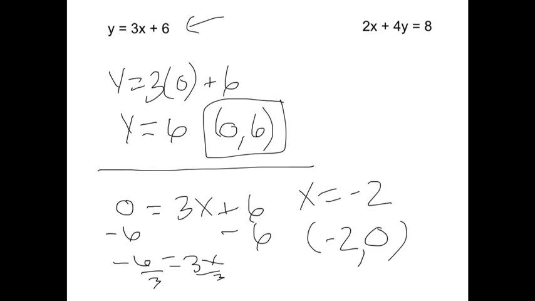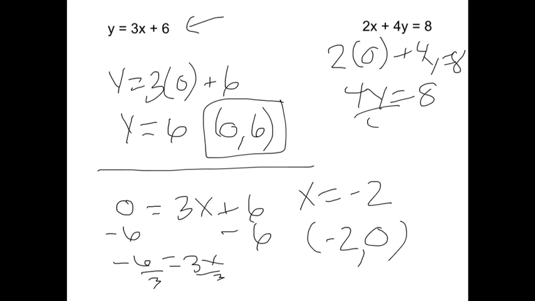For standard form, the good news is when you're doing standard form, you don't have to change it into slope-intercept form in order to do your x and your y-intercept. What you could do instead is for your y-intercept, you make x 0. So then you're left with 4y equals 8, and so y equals 2. So in this case, my y-intercept is (0, 2).